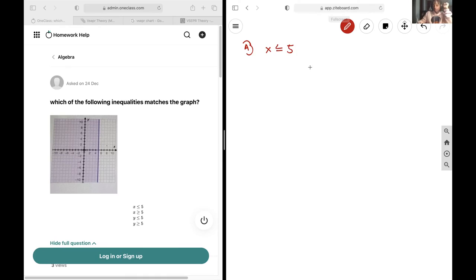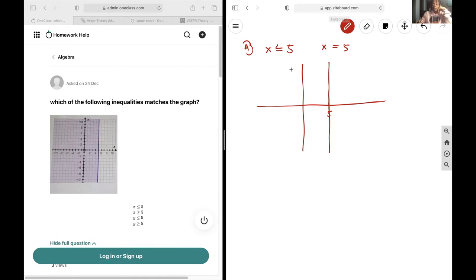There are 3 parts of this inequality. We have the number, we have whether it's equal to, and lastly we have whether it's less than or greater than. So in this case, let's start with x is equal to 5. When you plot that, you have something like this. At the point 5, you'll have a line.